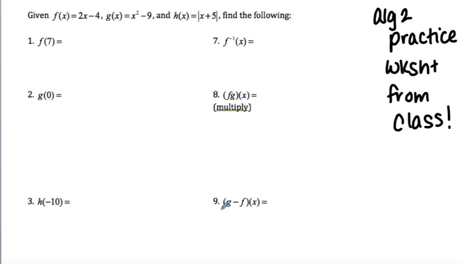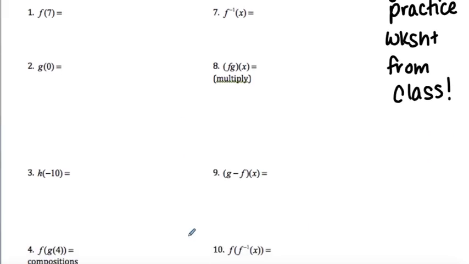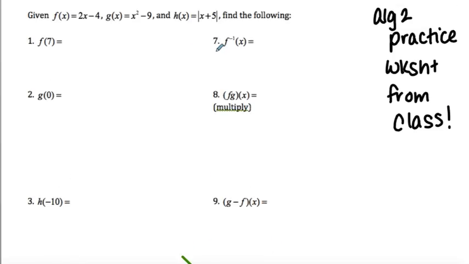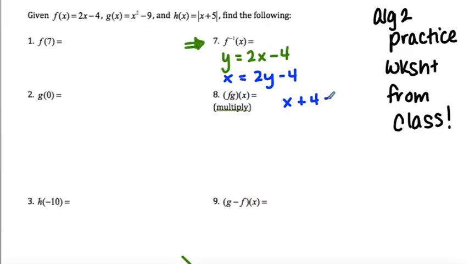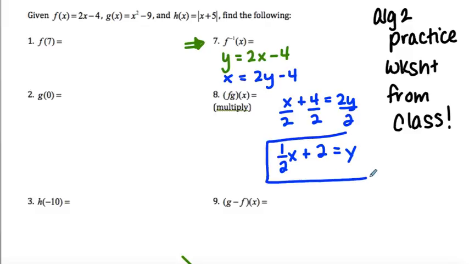All right, the last one you guys asked about, I believe, was question number 10, f of the inverse of x, and I believe you had to have found the inverse of f right here. Number 7 had asked you to find the inverse of x. So how do we do that? Well, first we rewrite it as y equals 2x minus 4. Then we flip the x and the y and solve for y. So you should have gotten x plus 4 equals 2y. Then divide by 2. And remember, I like to write it in slope-intercept form, so divide each term by 2. And there was my inverse equation.